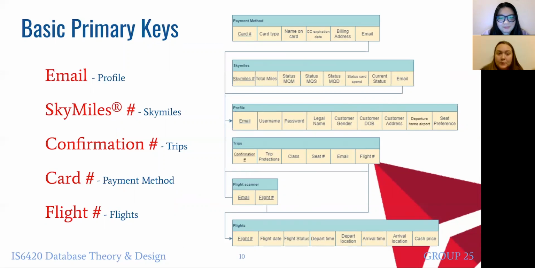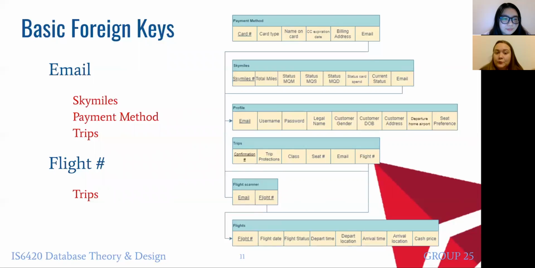The basic primary keys are as follows. The profile entity is probably the main entity, and its primary key will be the email. The SkyMiles entity primary key will be the SkyMiles number. The TRIPS entity primary key will be the confirmation number. The payment method entity will have the card number as the primary key, and the flights entity will have the flight number as the primary key.